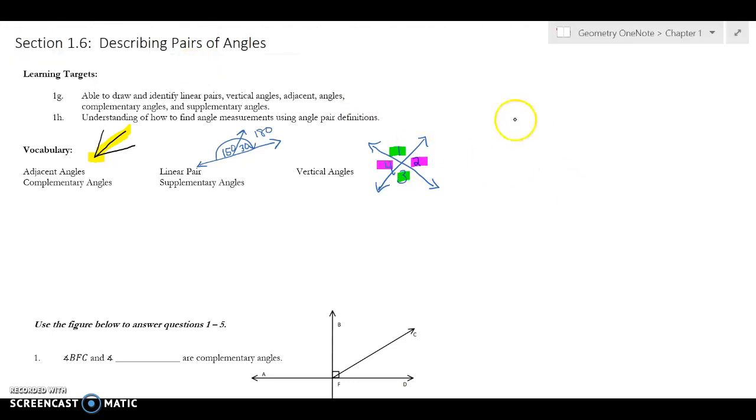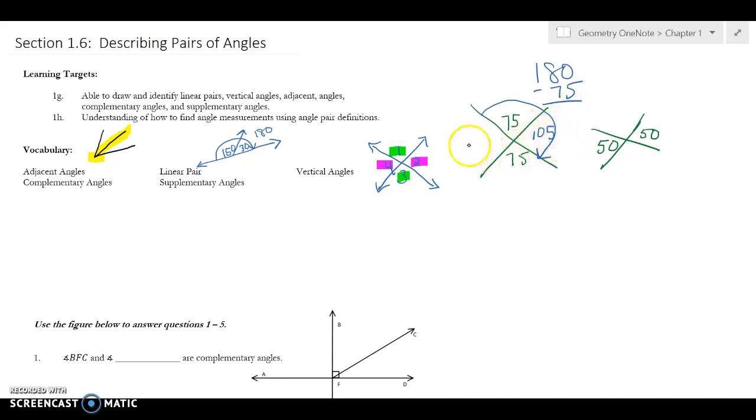One thing that's important about vertical angles is that they're equal. So if 75 is on the top, then 75 is on the bottom. If 50 is on the right, then 50 is on the left. They're equal. Now, one thing that you could have with problems like this is that you should recognize that here, these two angles make a straight line. And so when they make a straight line, they add up to 180. So if I do 180 minus 75, I get 105. And if the right is 105, then that means the left is 105.